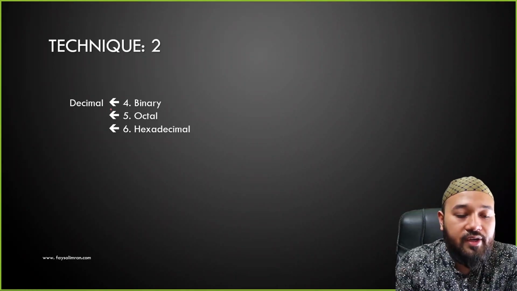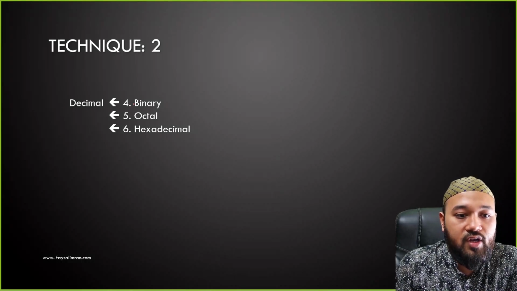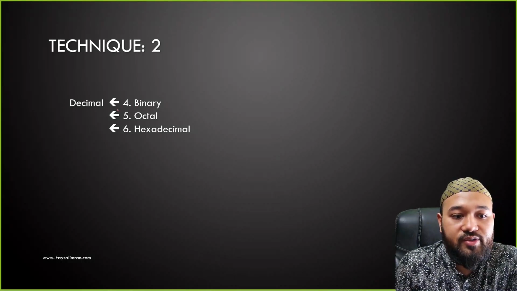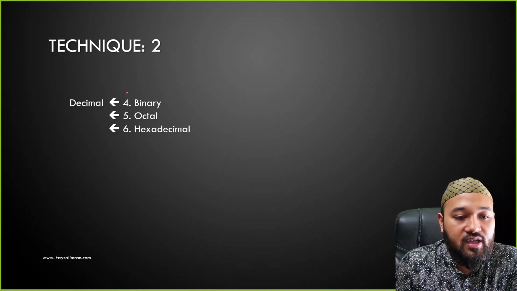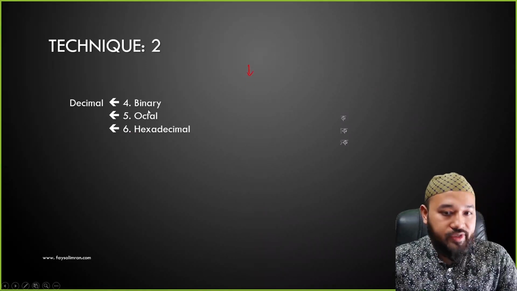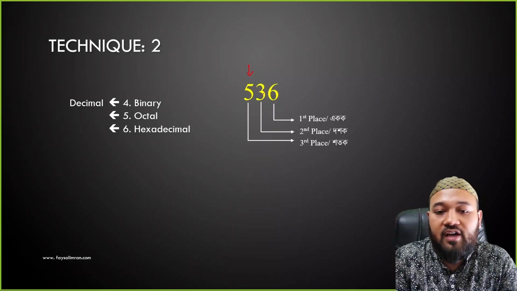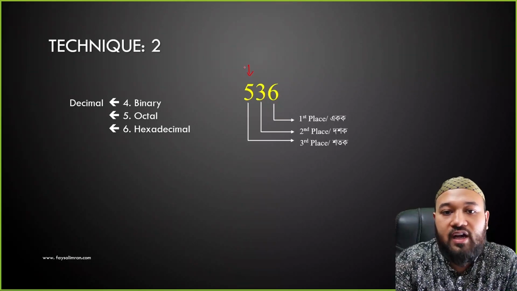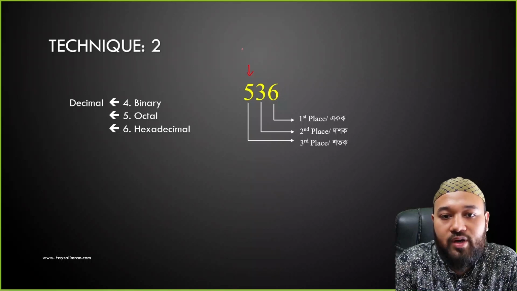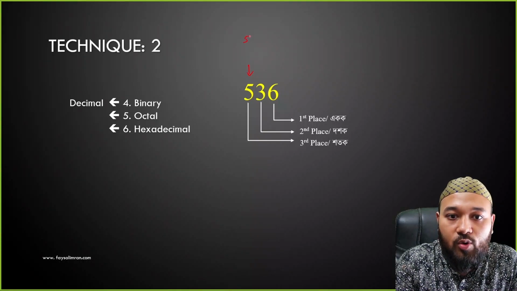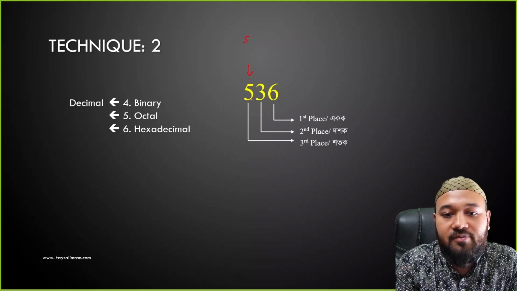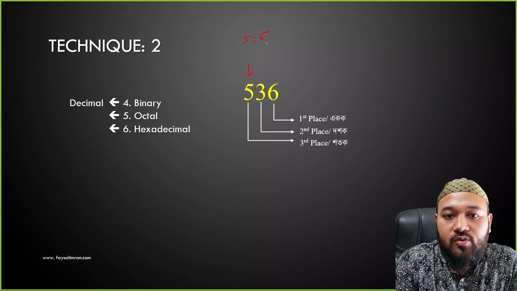Here we have three rules: binary to decimal, octal to decimal, and hexadecimal to decimal. There is a reverse procedure. So we need to learn some basics. Here, 536: the 5 has two kinds of value. One of them is its own value and another one is its place value. Like 5, we call it 5. We do not call it 6.